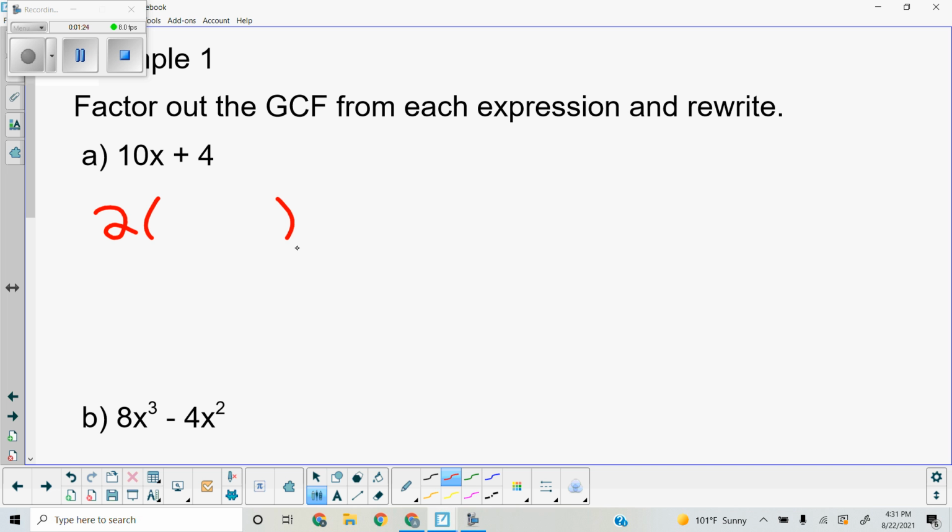When we're taking out a GCF, it's like we're dividing. So to get what goes in my parentheses, because I took 2 out, I'm dividing 10 by 2, which would be 5, and then there's that x. And then we took 2 out, so I divide that 4 by 2. That is a positive 2. There's no other number that goes into both 5x and 2, so this is our factored expression.